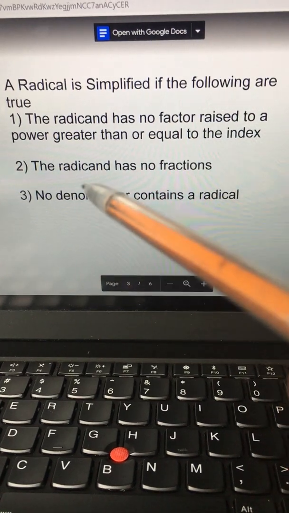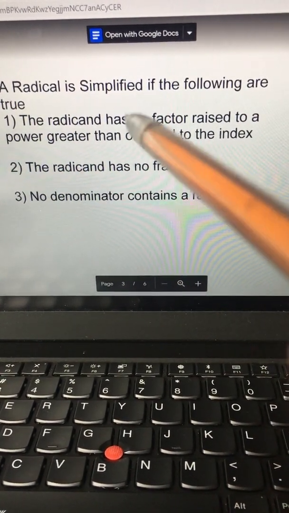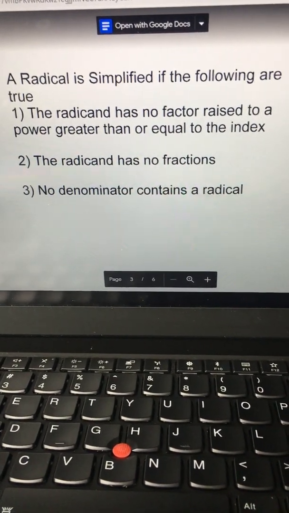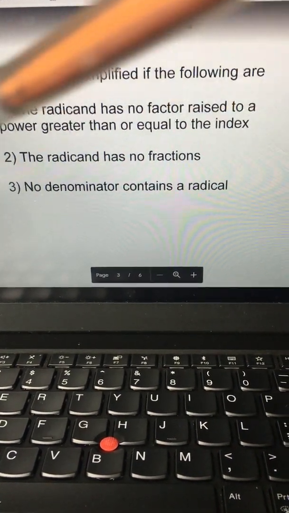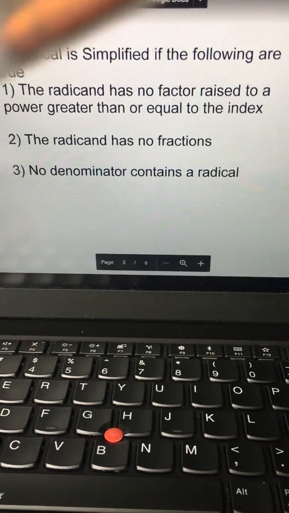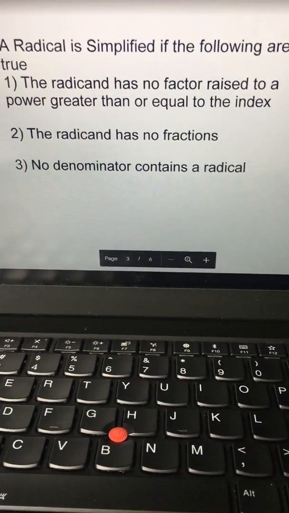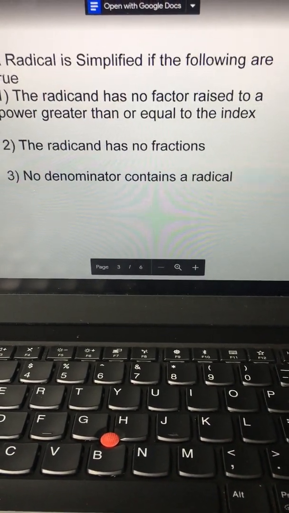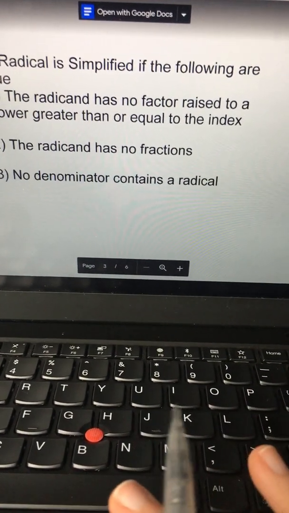Number 2, your radicand, which is the number underneath, has no fractions. So what's under the root cannot be a fraction. You have to keep going if it is. And the third, we've already done this in our trig chapters, we can't have a radical in the denominator. So if we see that, we have to continue to simplify. We still have work to do. Once you say yes, yes, yes to all of these, that's when you know you're done simplifying.